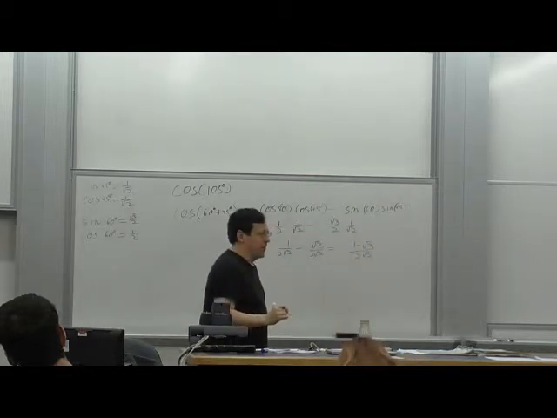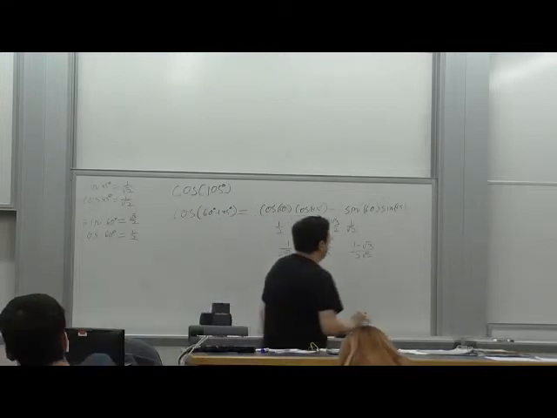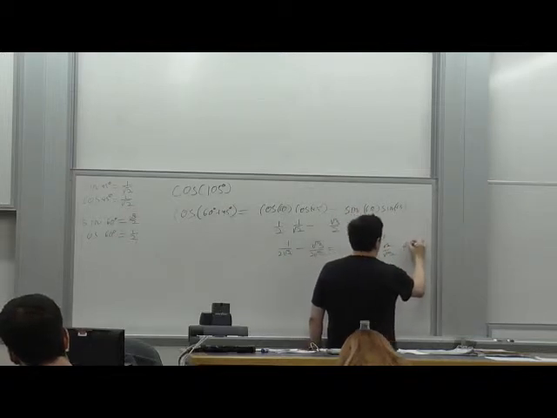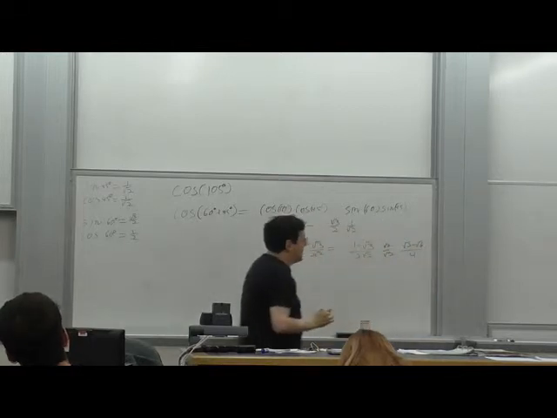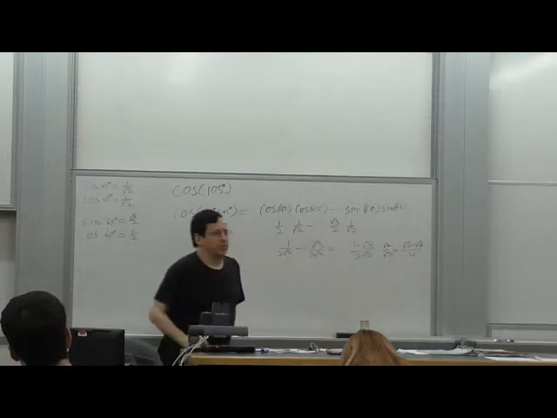And if you like to rationalize the denominator, what happens here? This becomes square root of 2 minus square root of 6 over 4. I know Yudi likes to do that, but he's not here.